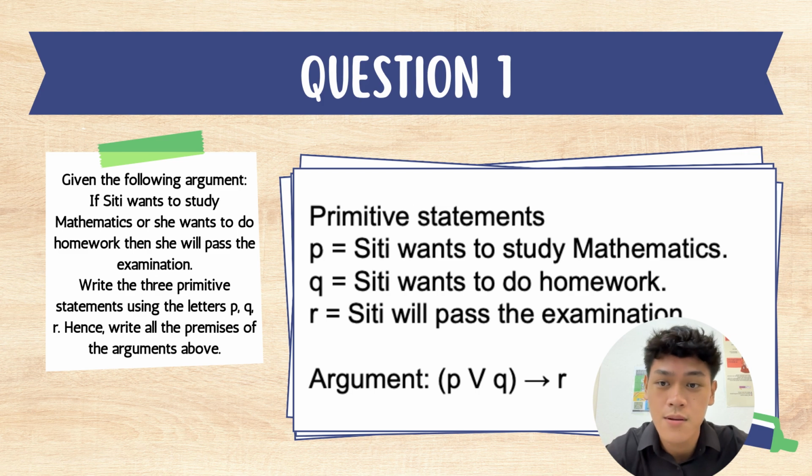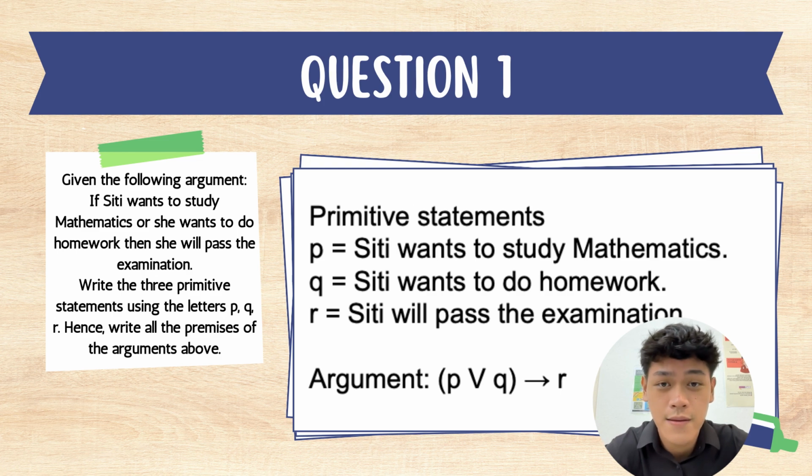For our first question, given the following argument: if Siti wants to study mathematics or she wants to do homework, then she will pass the examination. The question asks us to write the three primitive statements using the letters P, Q, and R. Hence, write all the premises of the argument above.